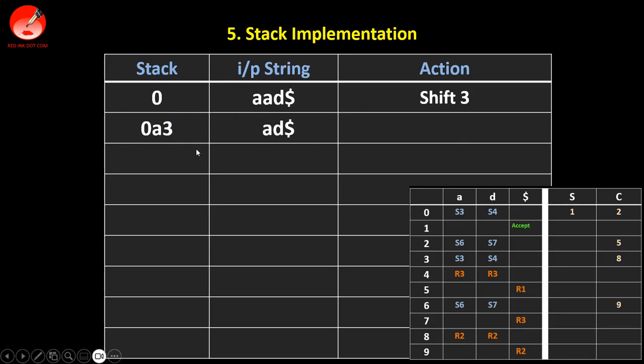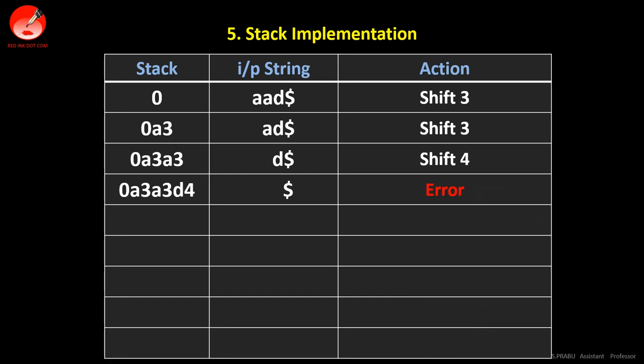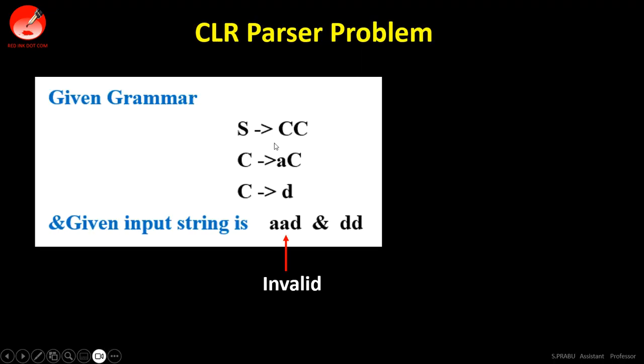Then compare 3 and A. 3 and A is again shift 3. So after shift 3 we can get this value. Then compare 3 and D. 3 and D is shift 4. After shift 4 we can get this value. Then compare 4 and dollar. In 4 and dollar there is no value. So in the action field you write error. That means the given input string is invalid for this grammar.